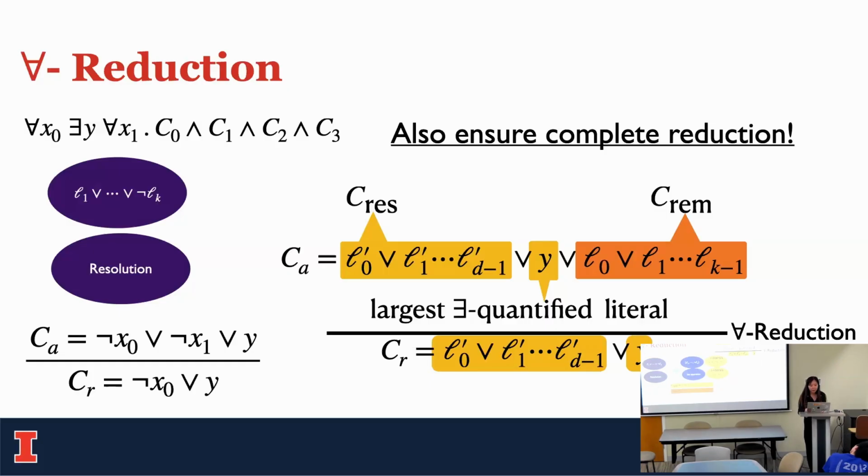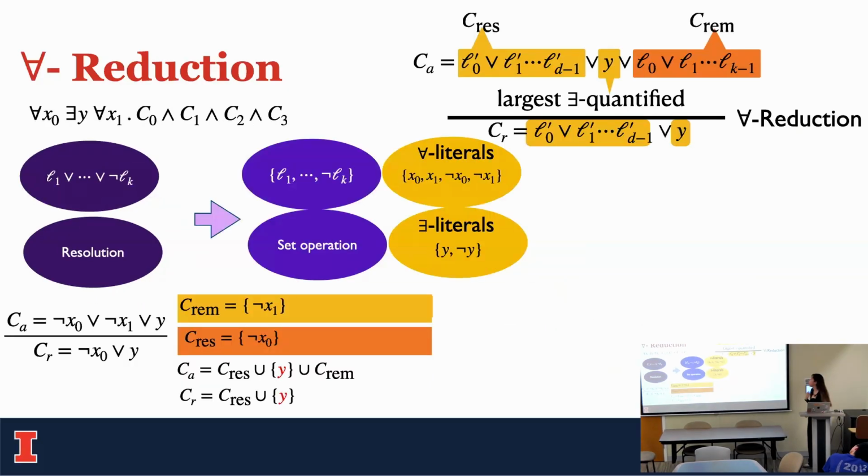Now, to verify if this for all reduction is correctly applied, what we do is we first have these two clause sets. Let me say it first in the set language. We first have two additional sets. One indicates the things.